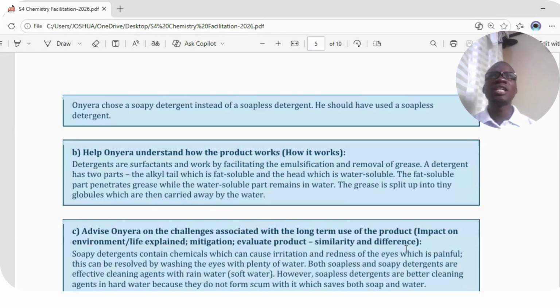Now, which similarity and difference? We have two detergents, the soap and then the soapless detergent. So what are you going to evaluate? Evaluate between these two. Give us one similarity between these two and then give us the difference between these two. So that is item 1. That is item 1. So they can bring medicines, go on and tell us the two categories.